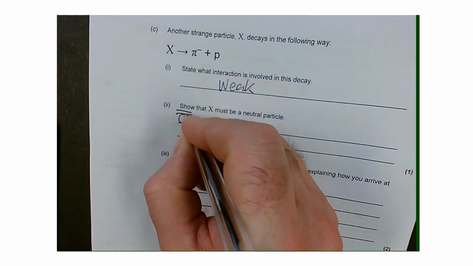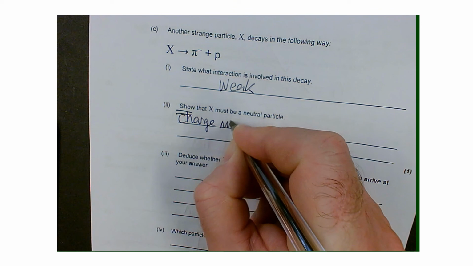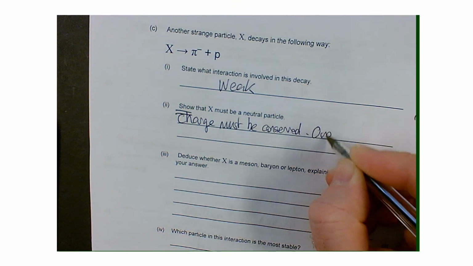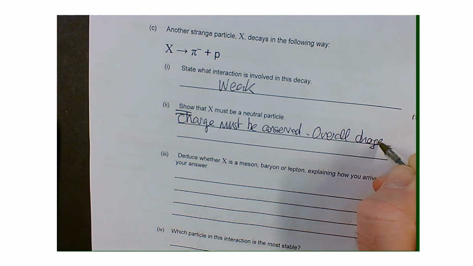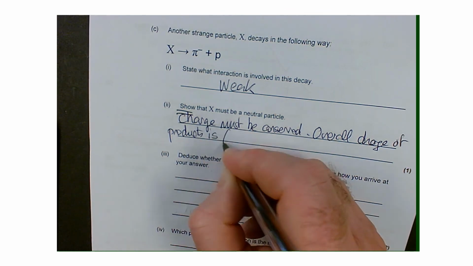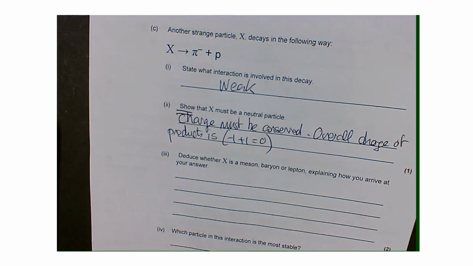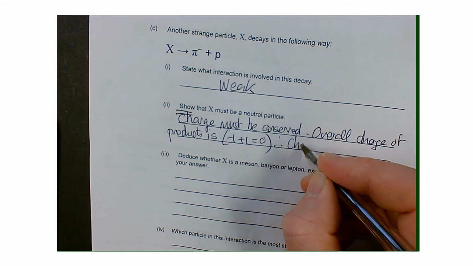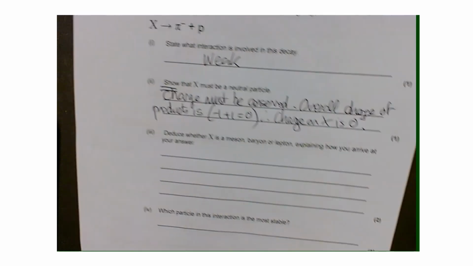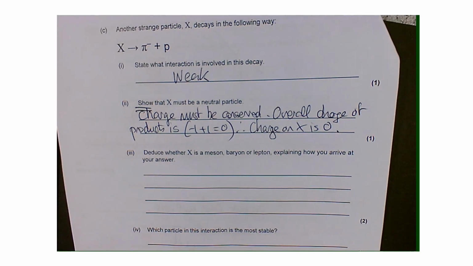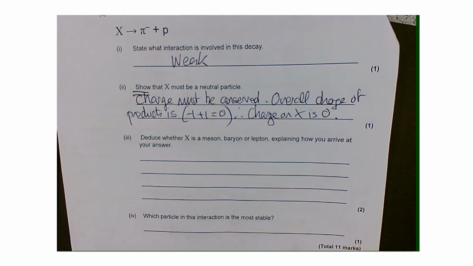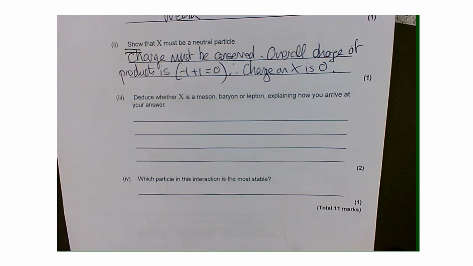So I'm going to start my answer by saying charge must be conserved. The overall charge of the products is -1 + 1, which is equal to 0. Therefore, the charge on X is 0. It's really important in this question that you say that charge must be conserved. You have to write that in, even though the examiner will know that, you have to assume that they won't in order to answer that.